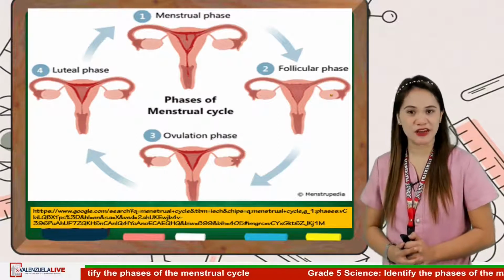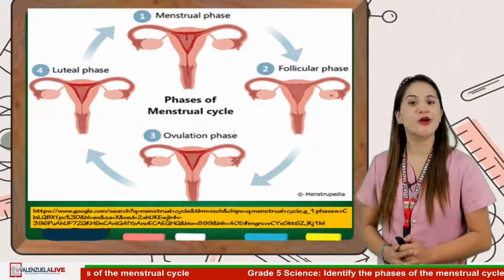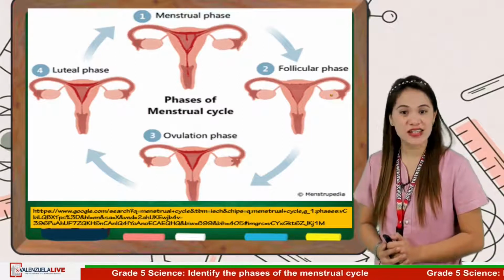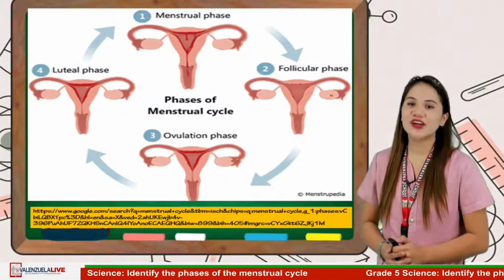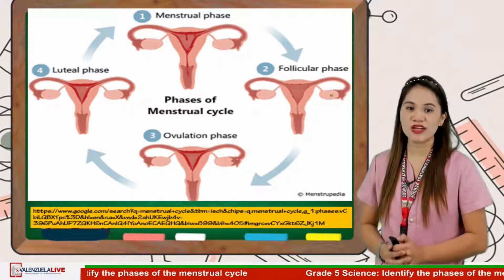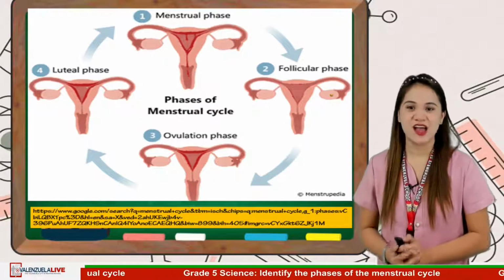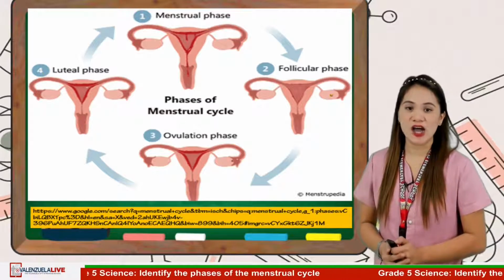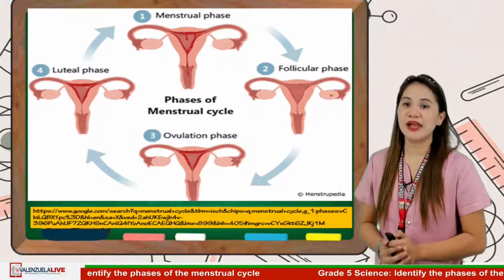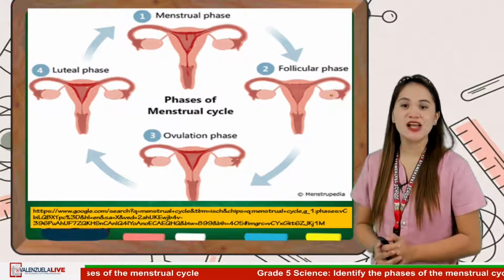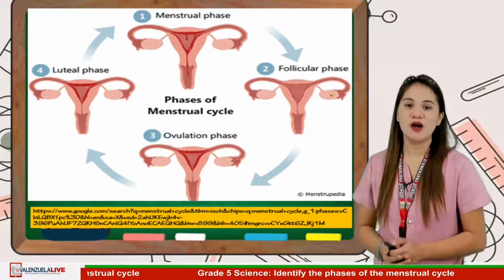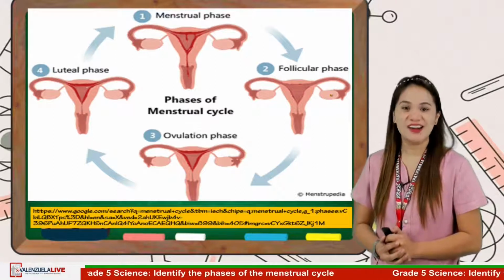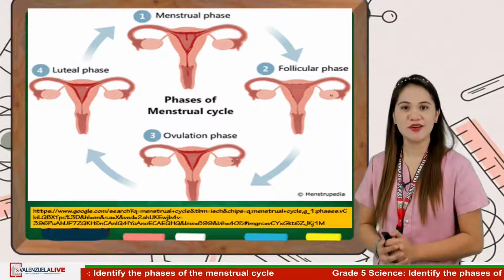Let's proceed to the third phase, which is the ovulation phase. Day 14. On the 14th day of the cycle, the pituitary gland secretes a hormone that causes the ovary to release a mature egg cell. The released egg cell is swept into the fallopian tube by the cilia of the fimbriae. Fimbriae are finger-like projections located at the end of the fallopian tube, close to the ovaries, and cilia are slender hair-like projections on each fimbria.